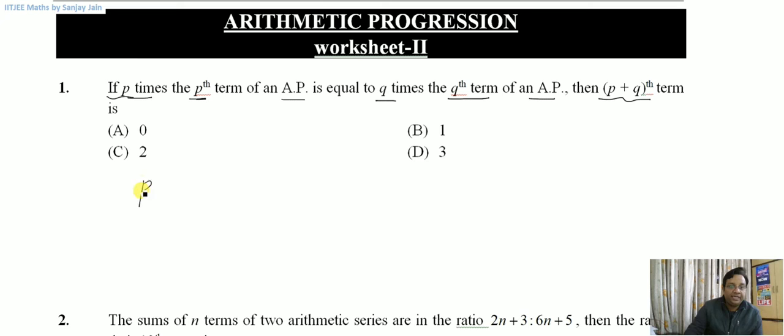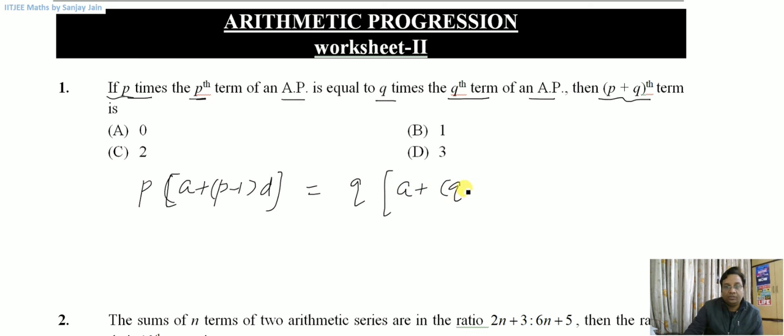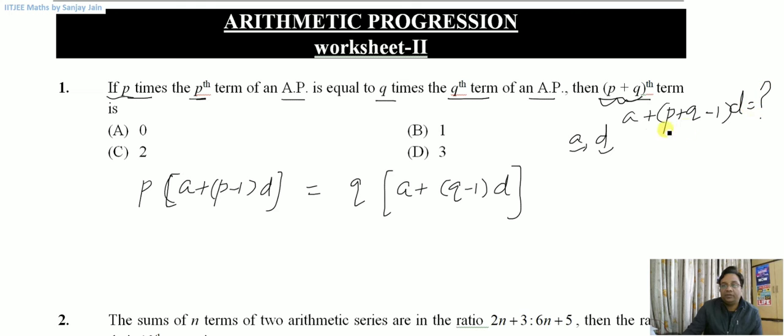So p times the pth term, that means a plus p minus 1 into d, is equal to q times the qth term, that is a plus q minus 1 into d, where a and d are the first term and common difference. Then we need to find the p plus qth term, that is a plus p plus q minus 1 into d. That is what we need to find out using this equality, right? So let us solve this equality.